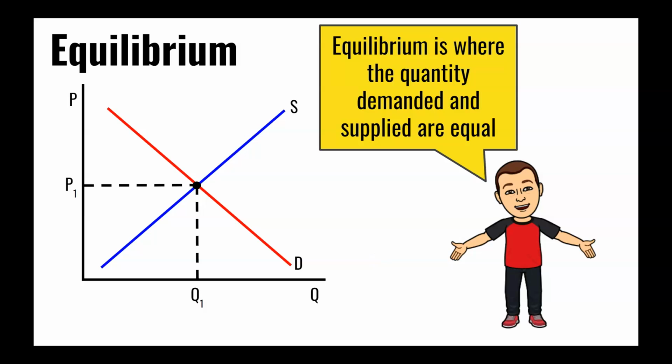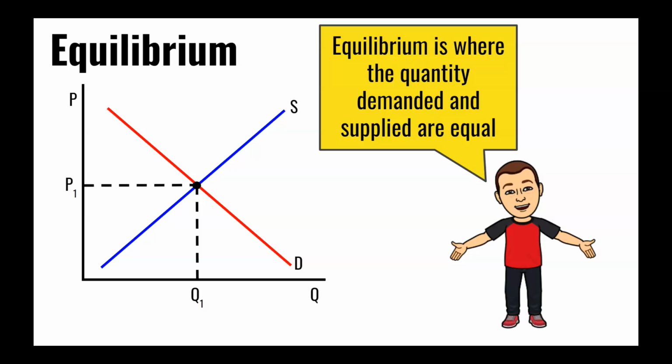Equilibrium occurs where supply and demand intersect. That's the point where the amount people want is equal to the amount people are willing to make, and that price is what we call the market price. That's where the quantity demanded and quantity supplied are the same.